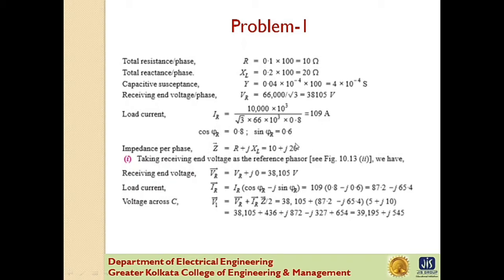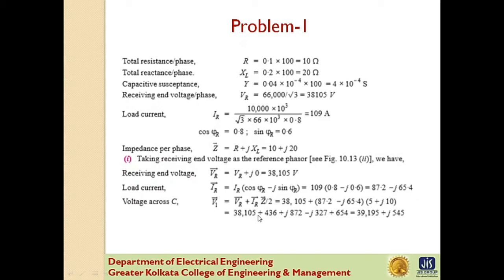Now impedance per phase is equal to R plus J XL. Put the value of R and XL, we get the value of Z. Now taking receiving end voltage as reference, we can write VR is equal to VR plus J0. So this is equal to 38,105 volt, and IR equals IR into cos phi R minus J sin phi R. So put the value of cos phi R, sin phi R and IR, we ultimately get the value of load current, that is 87.2 minus J 65.4.